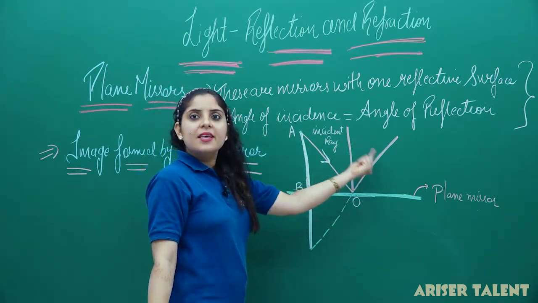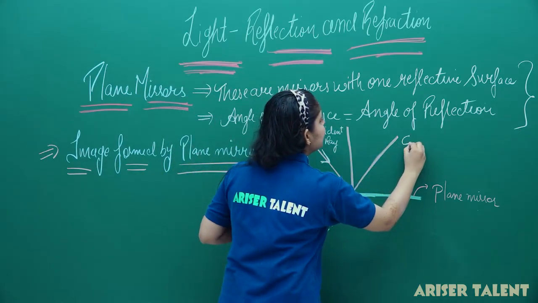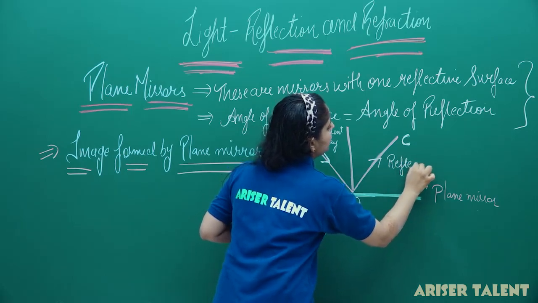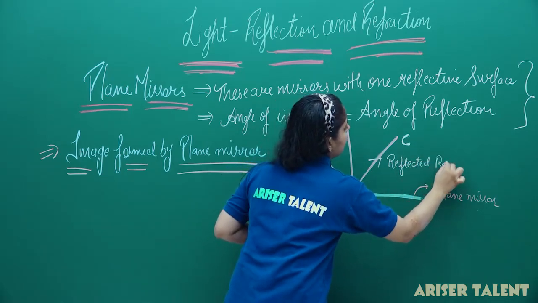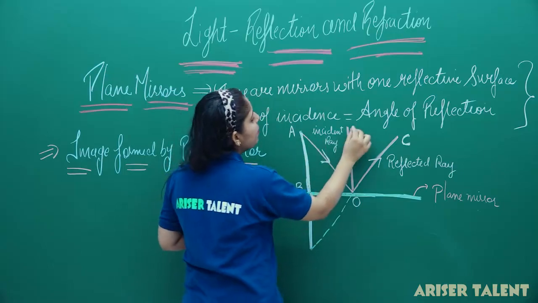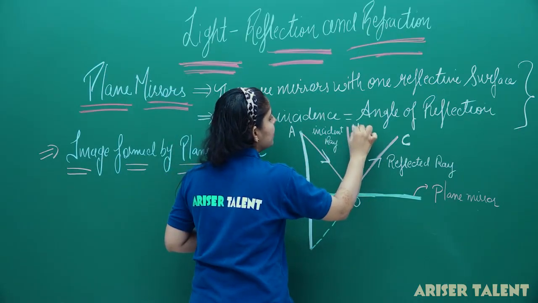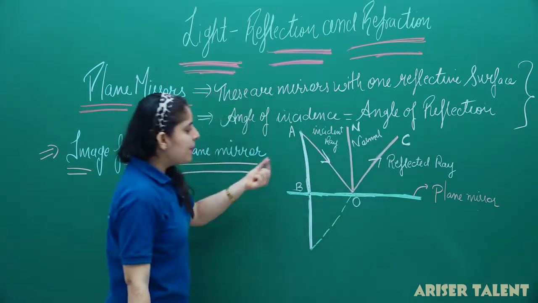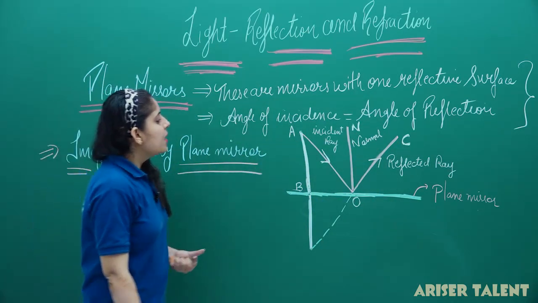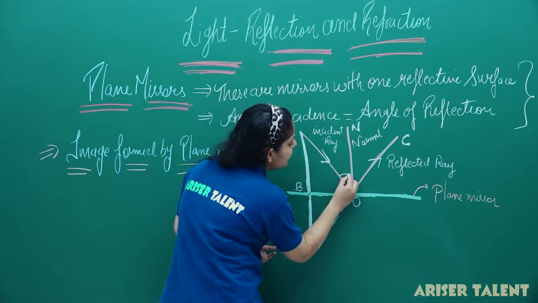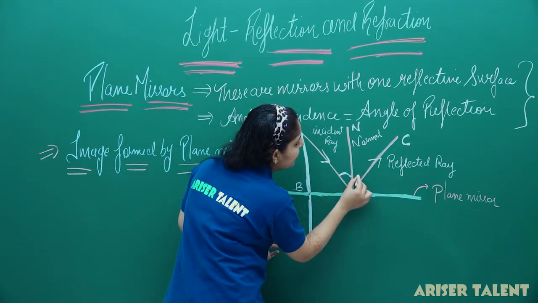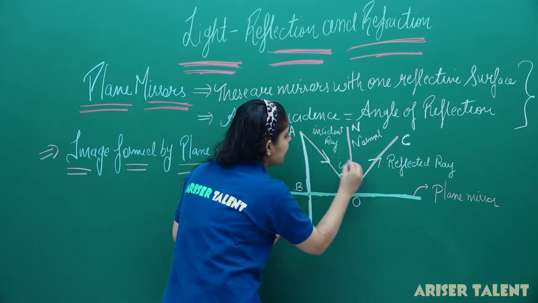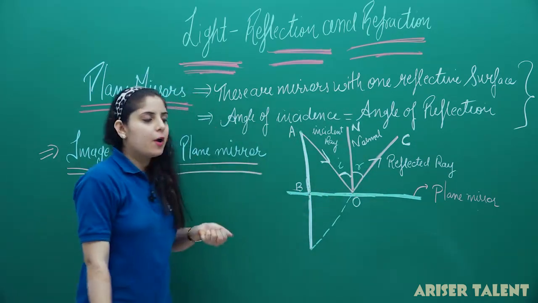This part I am naming C, and this will be our reflected ray. And this will be our normal, you can see here. Now this angle of incidence is equal to the angle of reflection. This is our angle of incidence and this is our angle of reflection.